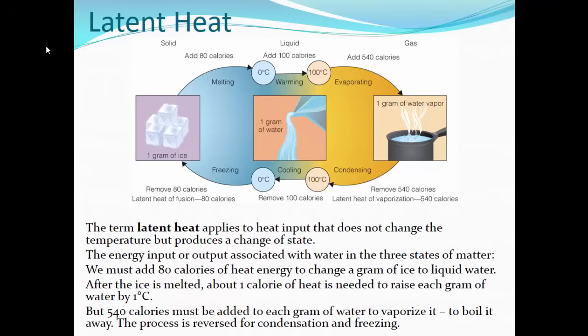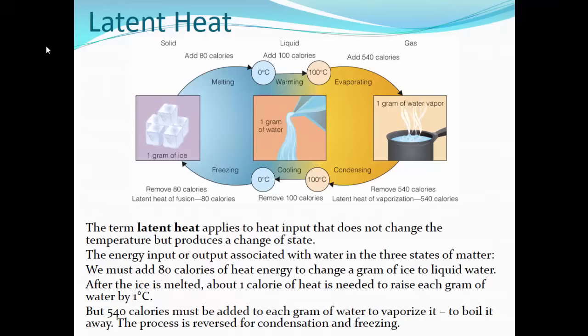Both of those processes are cooling processes. You take calories out of the atmosphere and put them into the substance to get the phase change to occur. You literally take 80 calories per gram out of the environment, put it into the ice to get the ice to go and turn into liquid water. Melting is a cooling process.